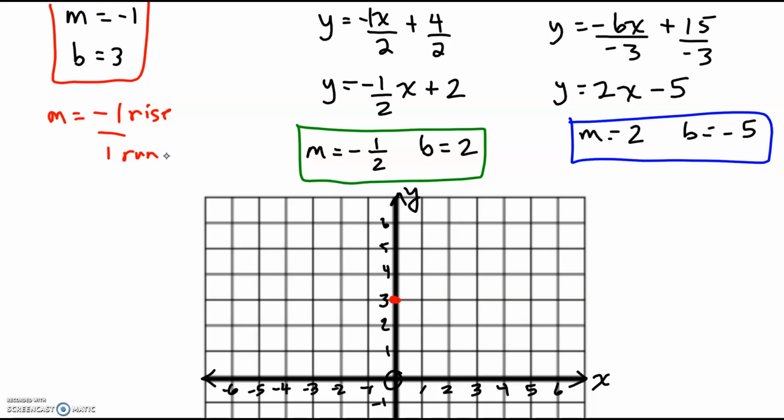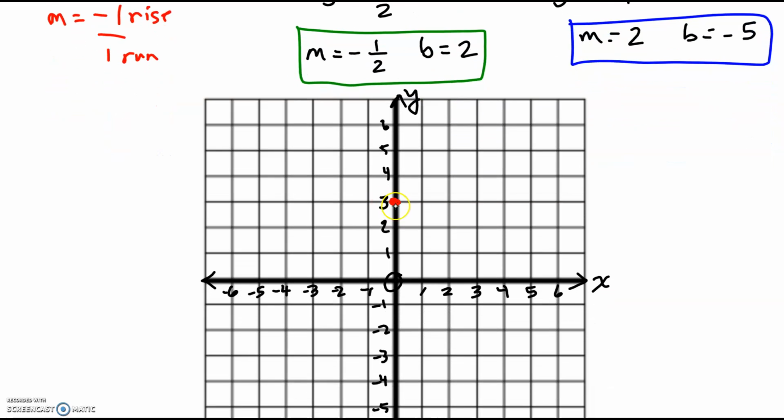So from my point of 3, I have to go down 1 and to the right 1. Down 1, to the right 1. So I can see my line is going to be going down and to the right, and that makes sense with a negative slope. Let's go ahead and draw my line.